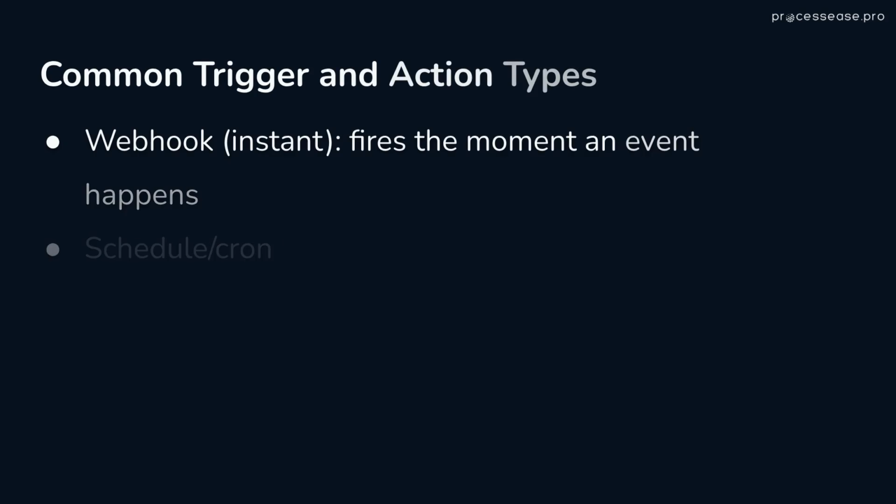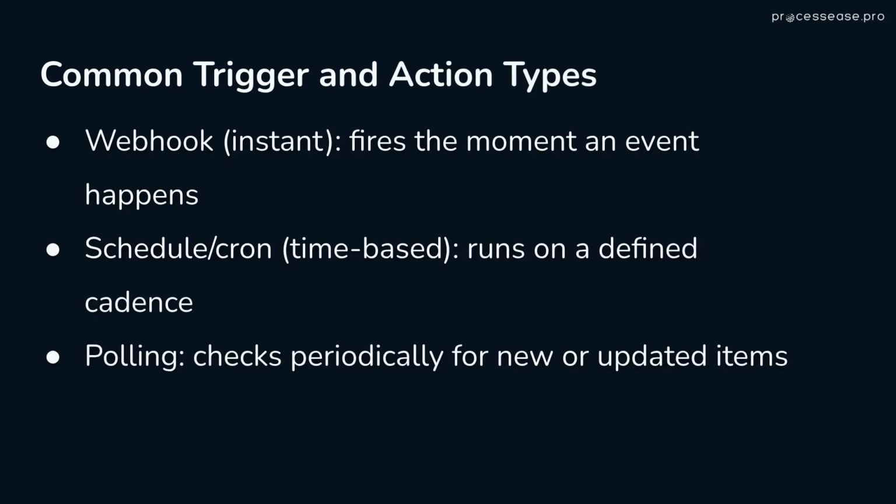Here are common trigger types. Webhooks fire instantly when an event happens, giving you real-time data. Schedule or cron triggers run on a defined cadence. Think hourly or daily. Polling triggers check periodically for new or updated items, catching changes at set intervals.